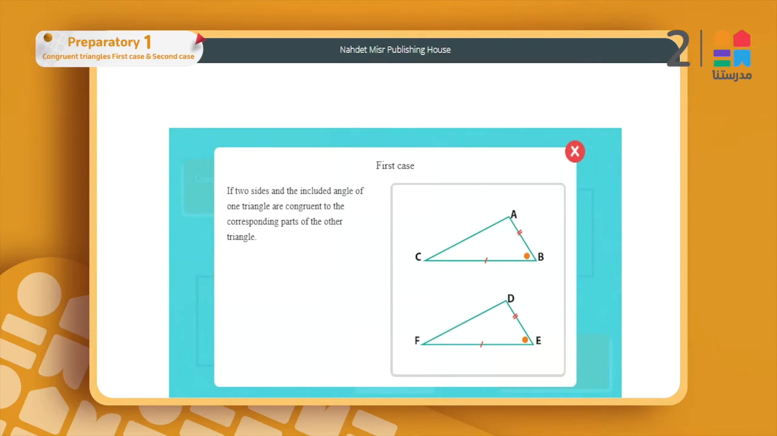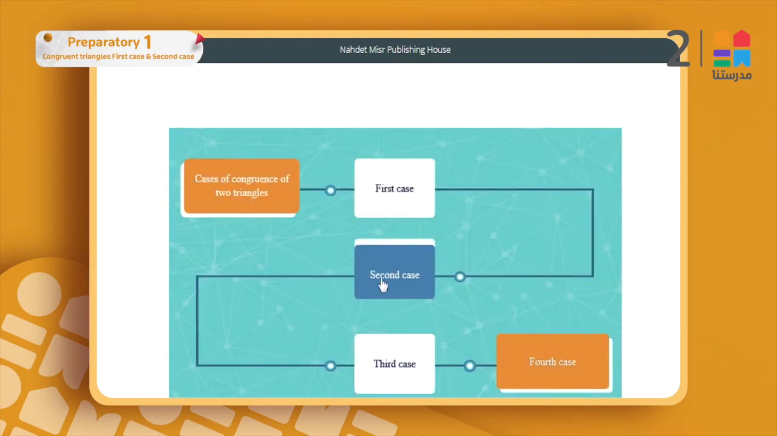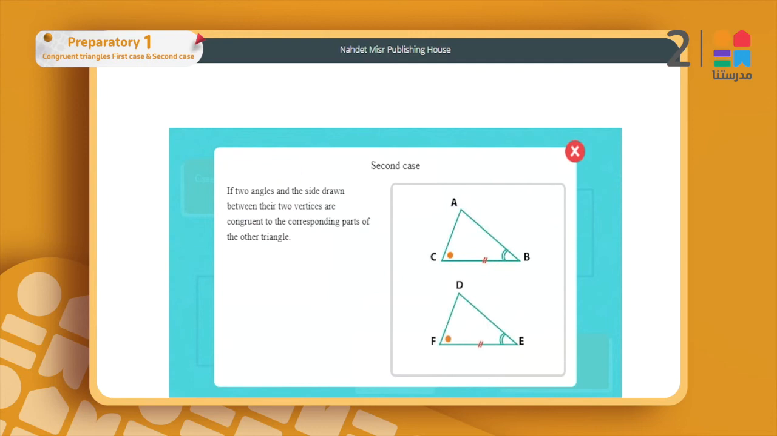The first case. We say that 2 triangles are congruent if 2 sides and the included angle of this triangle are congruent to the corresponding parts of the other triangle, as you see in this example, where the line segment AB in the first triangle is congruent to the line segment DE in the second triangle. The line segment BC is congruent to the line segment EF in the second triangle, and the measure of angle B equals measure of angle E. Don't forget that the angle should be included between the 2 sides so that the 2 triangles ABC and DEF will be congruent.